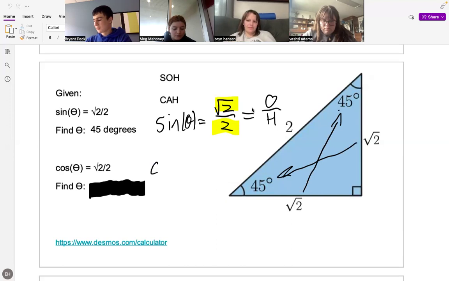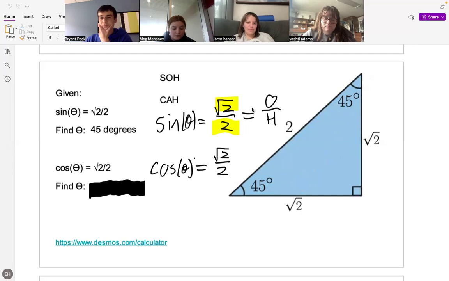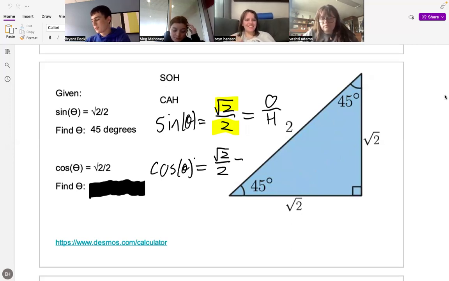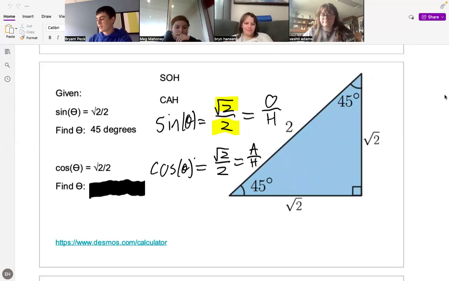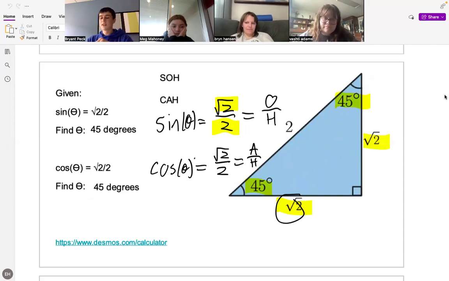If it's cosine theta equals square root of 2 over 2, what do we think about that? Still 45. Still 45, that's right, because we need adjacent over hypotenuse, and adjacent to this side here is 45 degrees, or if we were to use this side, this 45 degrees would also be adjacent. So in the case of our 45, 45, 90 triangle, or 1, 1, square root of 2, or square root of 2, square root of 2, 2, our sine and our cosine are actually going to be equal to each other.